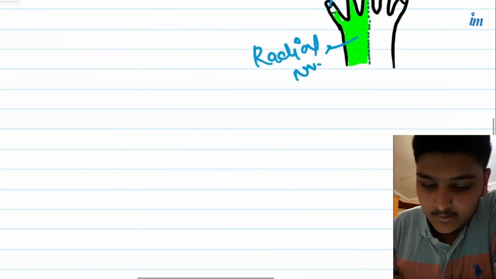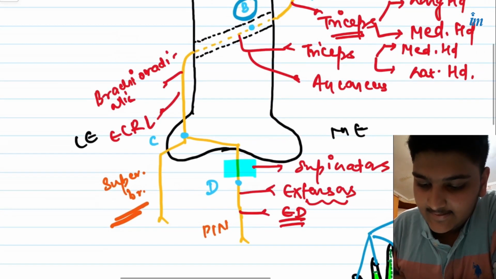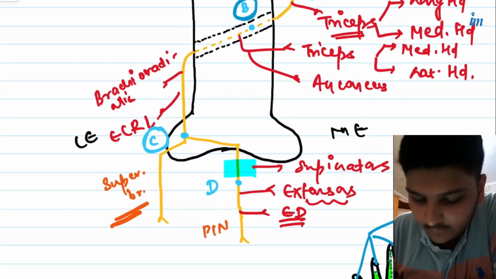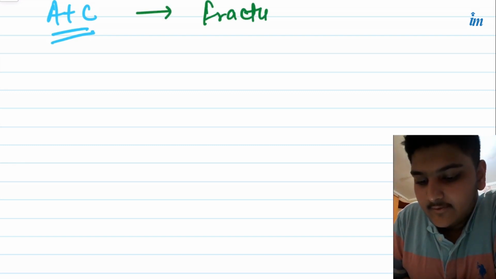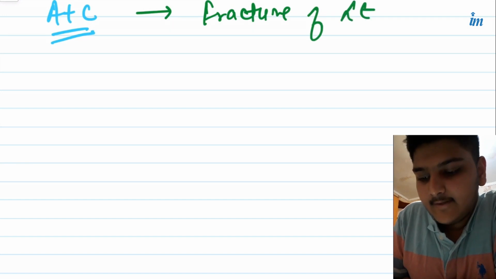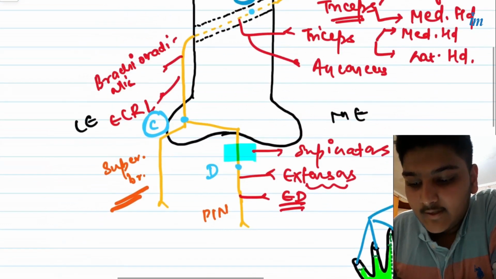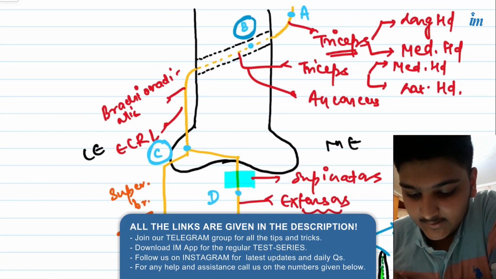Now what happens when injury is at C point here, in front of the lateral epicondyle? Now why does this injury occur? At point C, injury might occur due to fracture of the lateral epicondyle. Now your triceps is spared, therefore you can completely extend your arm. There will be no harm to the triceps.